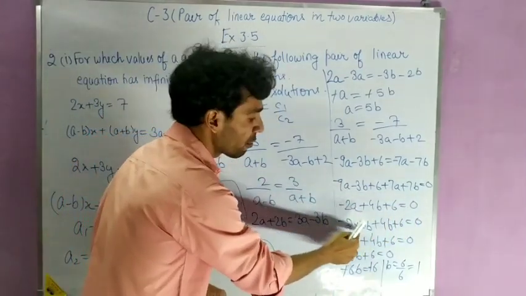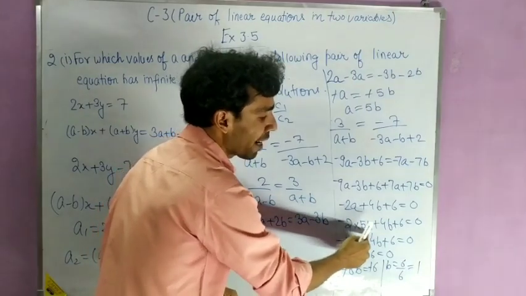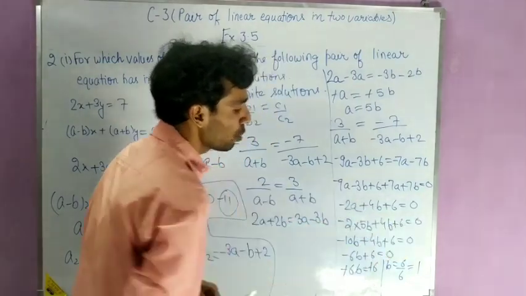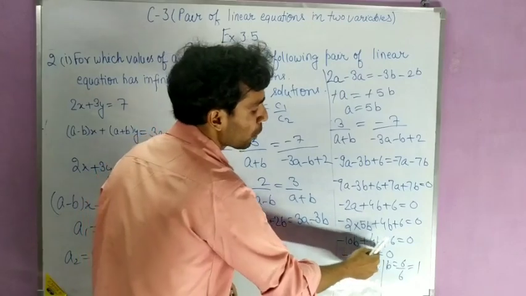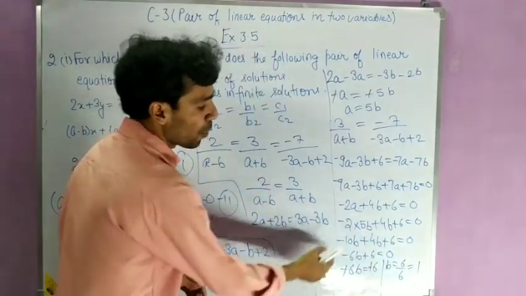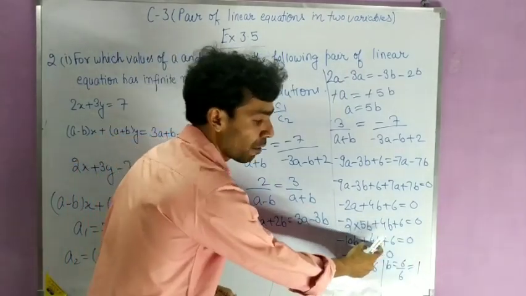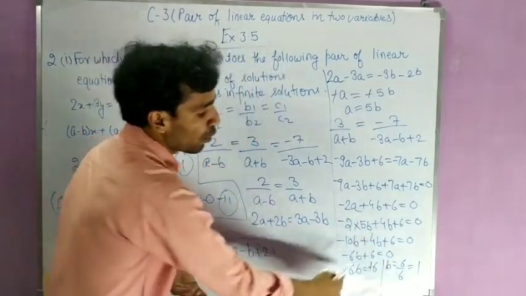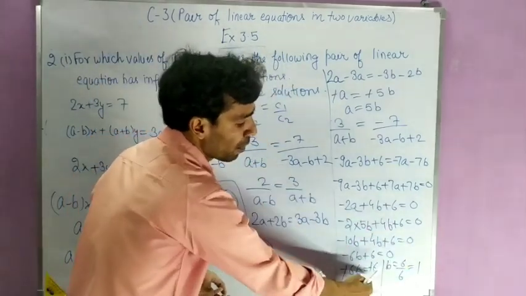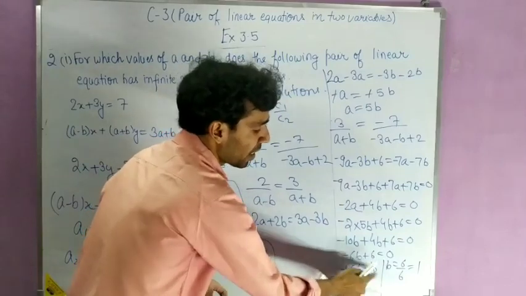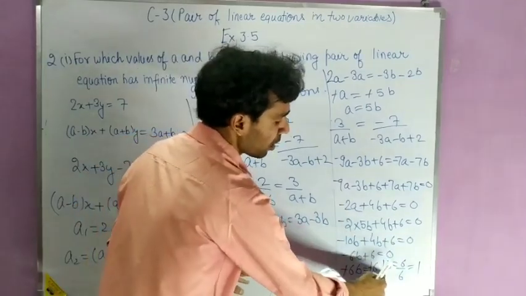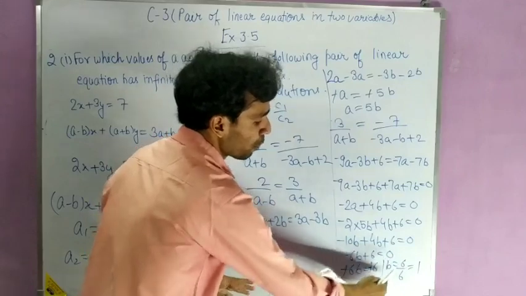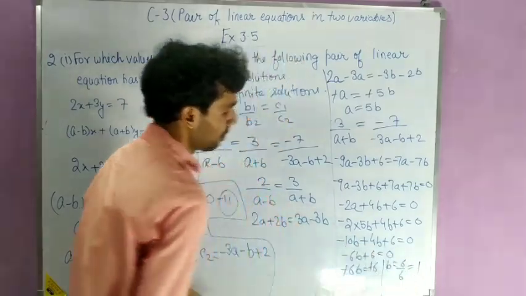The value of a was 5b. So minus 2 into 5b plus 4b plus 6 equal to 0. So minus 10b plus 4b plus 6 equal to 0. Now minus 10b and plus 4b will become minus 6b plus 6 equal to 0. Now I transfer plus 6 this side, so it will become minus 6, minus minus cancel. So 6b equal to 6, so b equal to 6 by 6, that is 1.